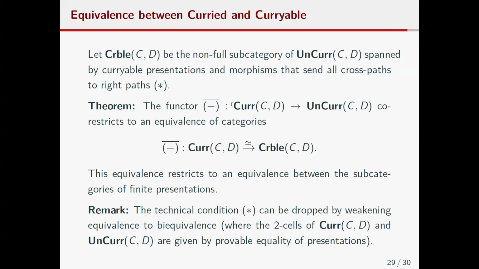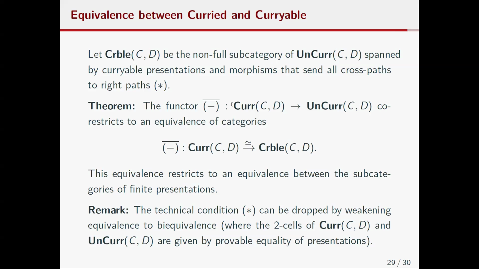which we will define like this, curriable from C to D, to be a non-full subcategory of the uncurried presentations, where we look at the curriable presentations, the ones that satisfy these two conditions, plus a little technical condition in the morphisms that says that all cross paths are sent to paths that start with a profunctor symbol. And then when we co-restrict, we restrict the codomain of this functor, then it's an equivalence of categories.